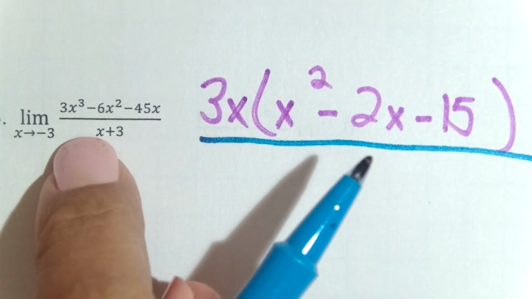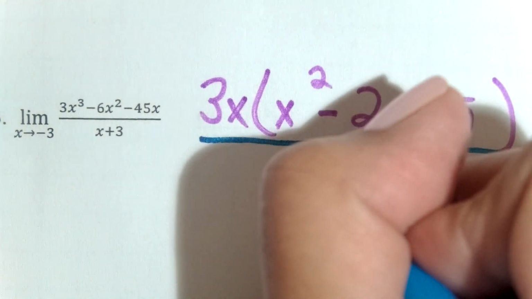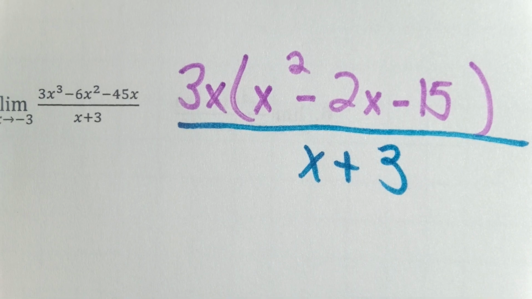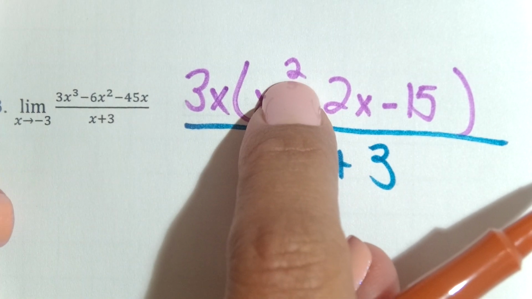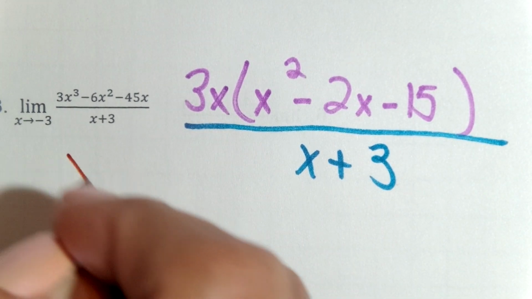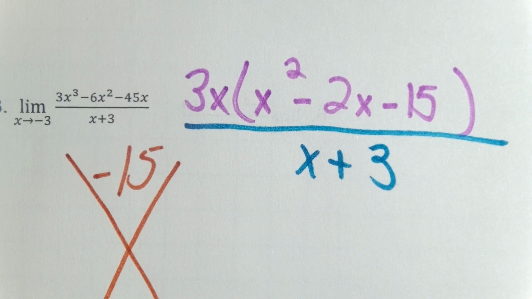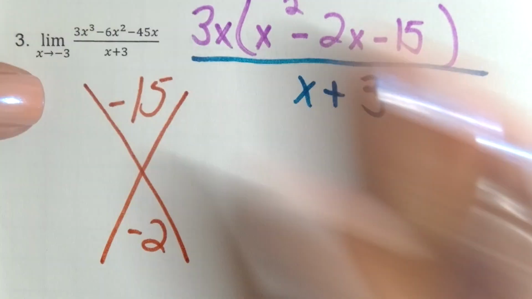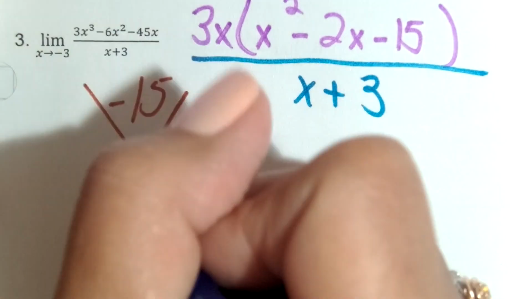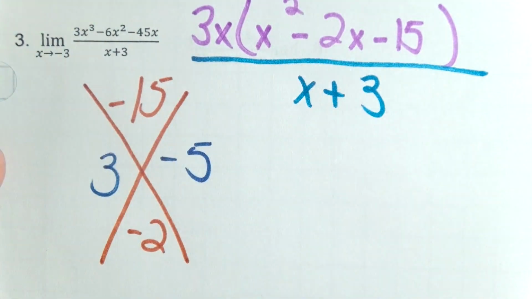All right, let's look at the denominator. Are there any common factors? No, so this just stays the same. Do we have a quadratic? Yes, we have an x squared. So we need factors of negative 15 that add to be negative 2. What is one of them? Automatically, what should we know to be one of them? 3. And negative 5.